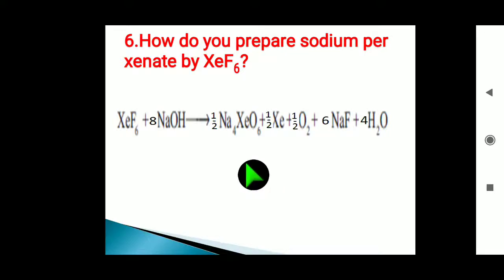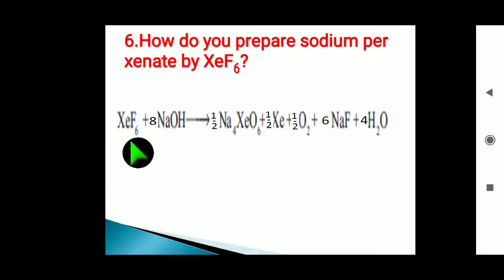Okay, for balancing this equation, first you see the fluorine left side 6, so make it 6 NaF. Fluorine is balanced. Then on the left side we already have the 1:8 ratio, so 8 sodium. Here already 6 sodium is there. So make it 1 by 2 Na4, which means 4 divided by 2, 2 sodium. So the sodium number is 8 on the right side. So sodium is balanced.